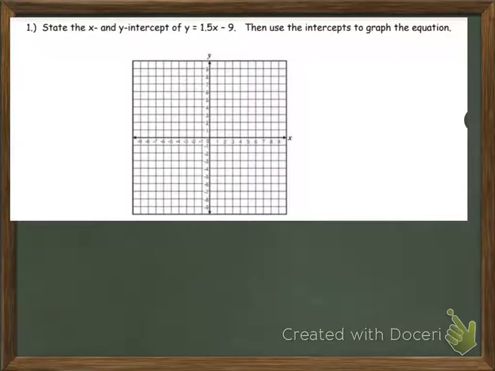So in problem number 1, we're to state the x and y-intercept of the equation y equals 1.5x minus 9. And then we're going to use the intercepts to graph the equation. To find the intercepts, we need to look at those zero values. Remember, when we're finding the x-intercept, that's when y is equal to 0.